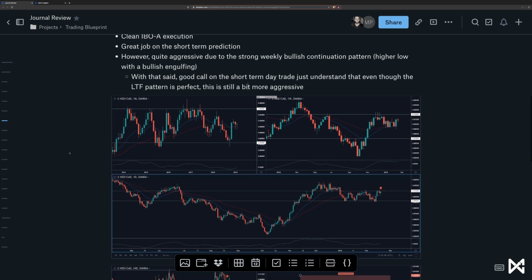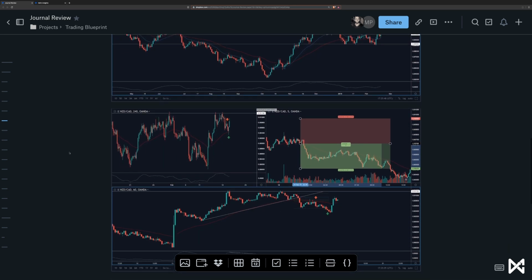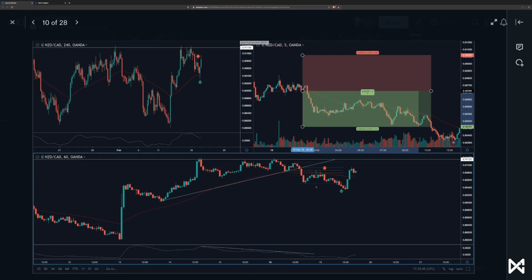So check it out, higher time frame. Or let's have a look at the lower time frame first. Lower time frame, good IBO. I mean, the 4-hour chart had major resistance. It had a double top at that major resistance with good acceleration to the downside.